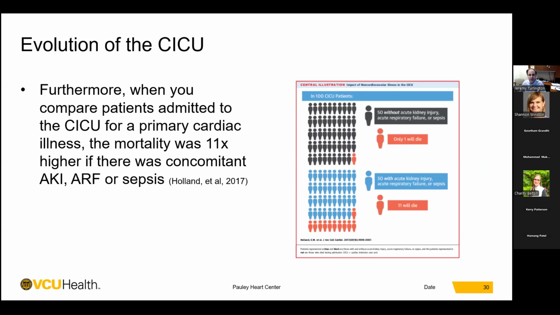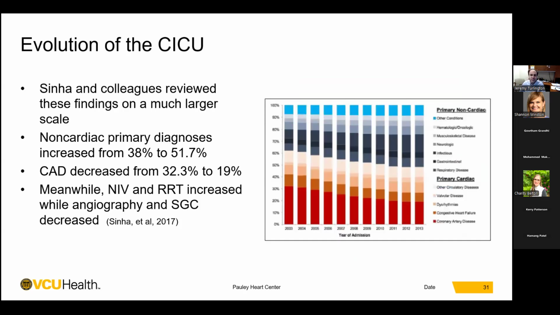So these comorbid issues that we're seeing more and more of, as people live longer and have other health problems, really drive issues and mortality in the CICU, which is why they really plateaued in roughly 1990.